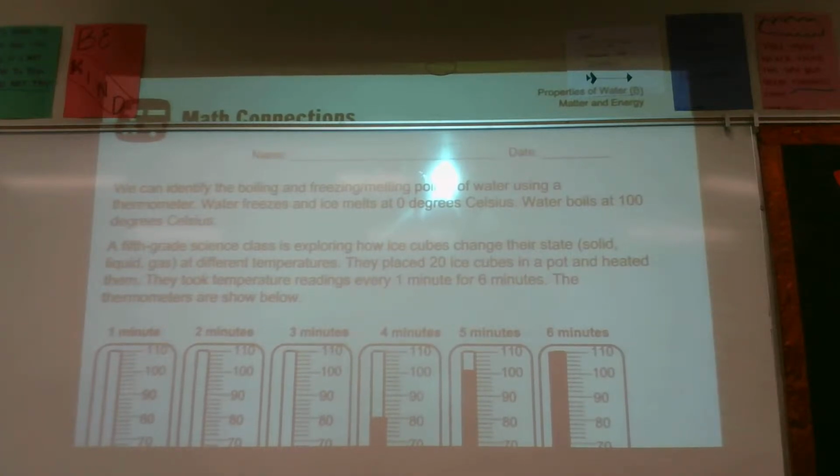So a 5th grade science class is exploring how ice cubes change their state, solid, liquid, gas, at different temperatures. They placed 20 ice cubes in a pot and heated them. They took the temperature reading every 1 minute for 6 minutes. The thermometers are shown below. So let's look at the thermometers.